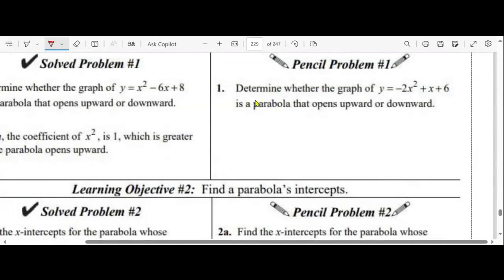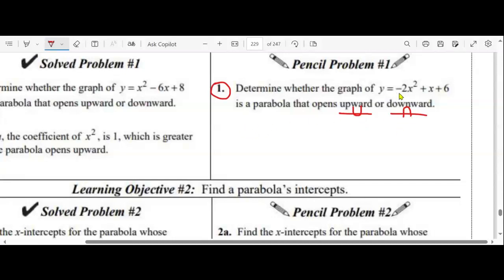Read it, Badr. What does it say here? Number one. Determine whether the graph of y equals negative 2x squared plus x plus 6 is a parabola that opens upward or downward. So he wants to know if it's upward in this way or it's downward. So how can I know?